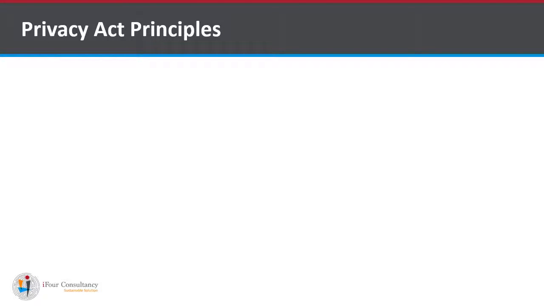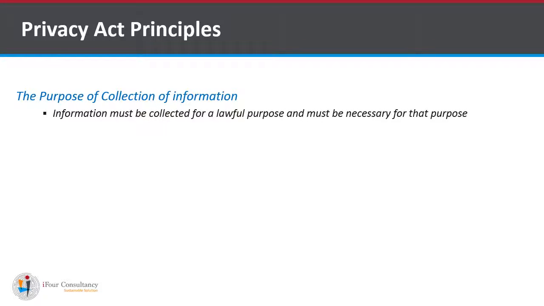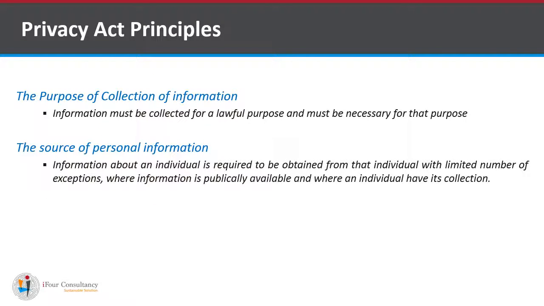Privacy Act principles. Now, as we discussed, there are 12 principles. Starting with the first, the purpose of collection of information. Information must be collected for a lawful purpose and must be necessary for that purpose. The source of the personal information. Information about an individual is required to be obtained from that individual with a limited number of exceptions where information is publicly available and where an individual has authorized its collection.